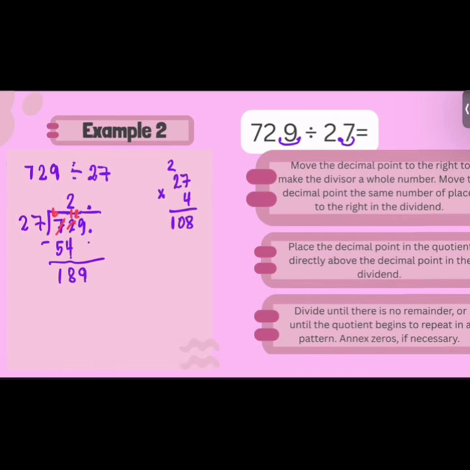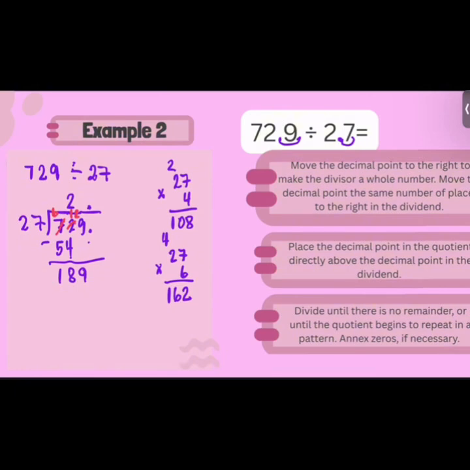Now, let's try to multiply 27 by 6. So, 7 times 6 is 42. So, 2, then 4, carry up 4. Then, 6 times 2 is equal to 12, plus 4, it is equal to 16. So, we have 162. So, pasok pa rin po siya kay 189.